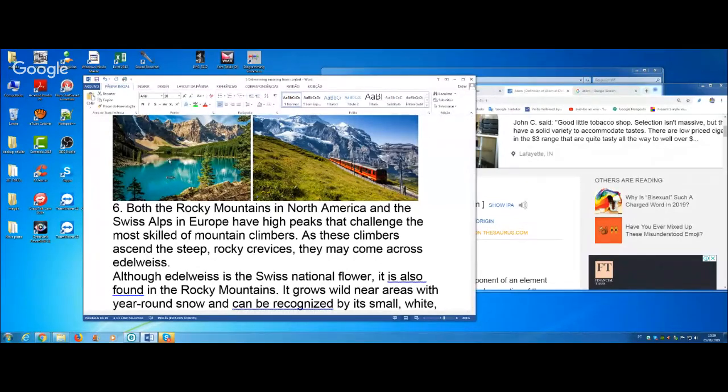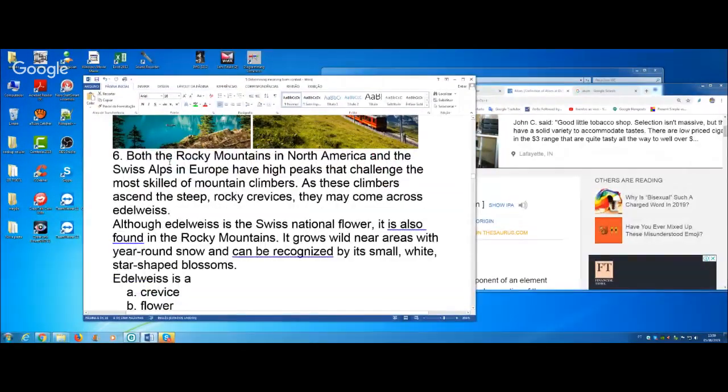Both the Rocky Mountains in North America and the Swiss Alps in Europe have high peaks that challenge the most skilled of mountain climbers. As these climbers ascend the steep, rocky crevices, they may come across edelweiss. Although edelweiss is the Swiss national flower, it is also found in the Rocky Mountains. It grows wild near areas with year-round snow and can be recognized by its small white star-shaped blossoms.